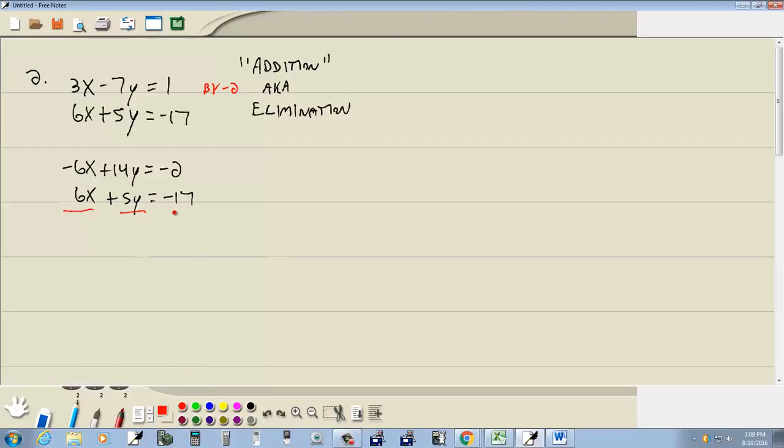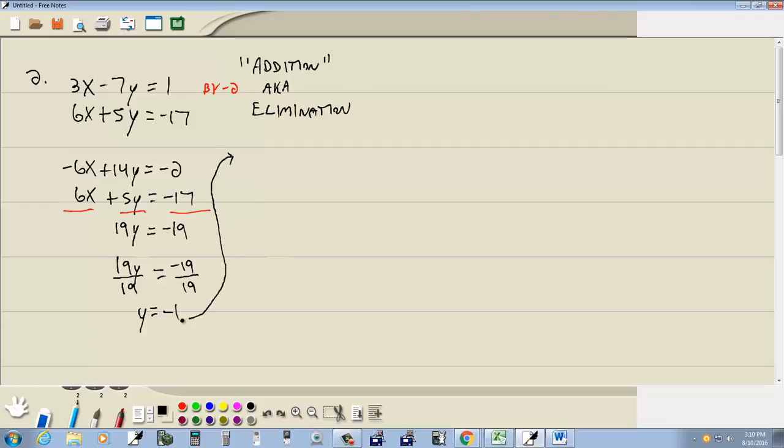Now let's try to add these and see what happens. Negative 6x plus 6x drops away. 14y plus 5y is 19y. Negative 2, negative 17 is negative 19. Notice that the x's are eliminated. That's your goal, is to eliminate one of your variables. So now, I can divide both sides by 19. And we get y is equal to negative 1.